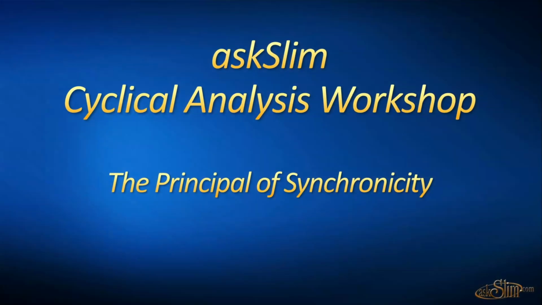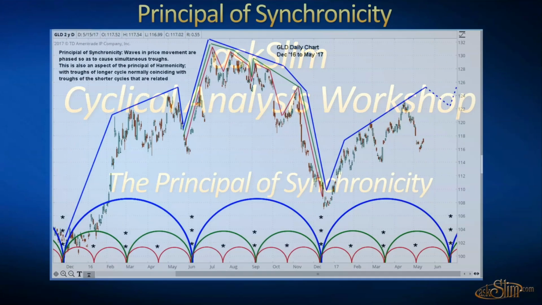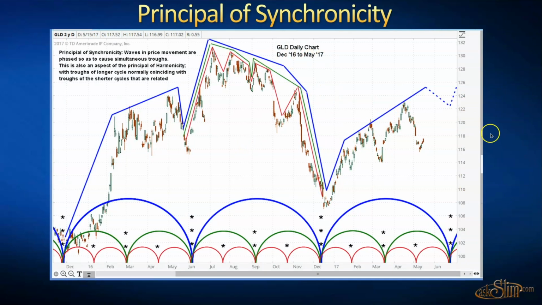The next one that we're going to look at is the principle of synchronicity, which really works well with the principle of harmonicity. Also, this is an old chart that I stole from the previous time that we looked at this. Principle of synchronicity. Waves in price movement are phased as to cause simultaneous troughs. This is also an aspect of the principle of harmonicity. When troughs of longer cycles, normally coinciding with troughs of shorter cycles, are related. So in other words, this is a harmonic family in here, and the cycles inside of it are related. You see that right in here.